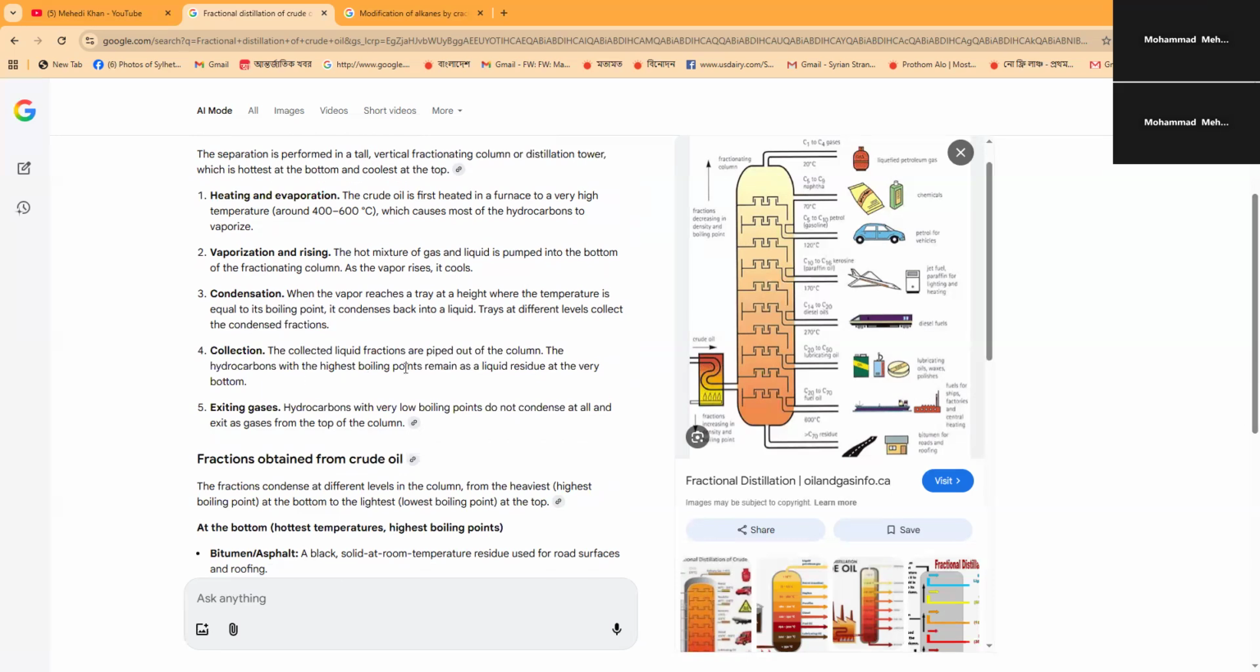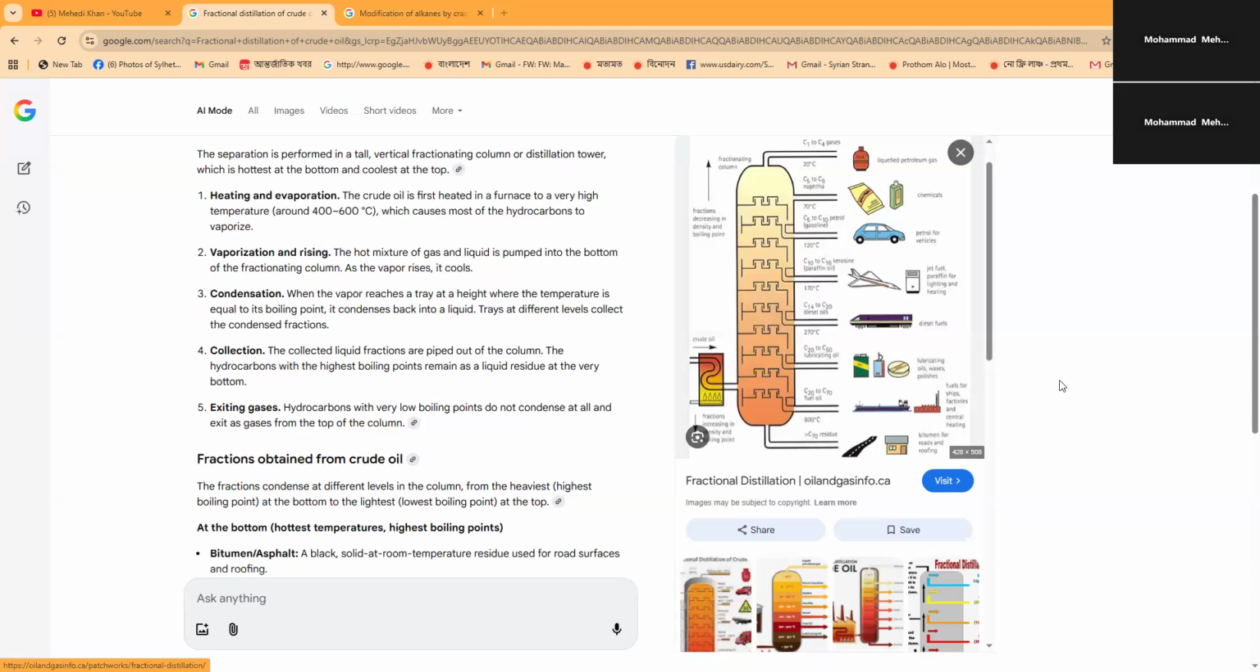The collected liquid fractions are piped out of the column. You can see these are piped out. The hydrocarbons with the highest boiling point remain as a liquid residue at the very bottom. Gases, hydrocarbons with very low boiling points, do not condense at all and exit as gas from the top of the column. Here you can see the gas is going out from here.